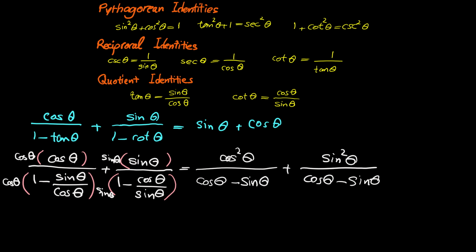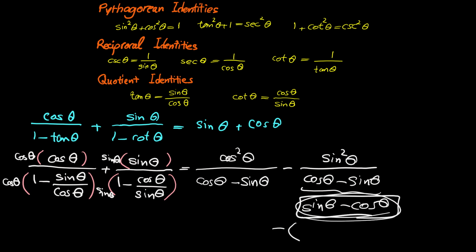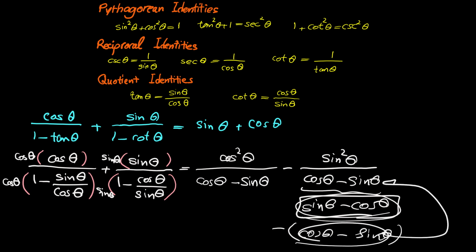Then I can put that extra negative here. Let me remind you, what was here? Sine minus cosine. If we factor a negative from this expression, it would be cosine minus sine. So we replace it with cosine minus sine and we put this negative here. This is what happened here.